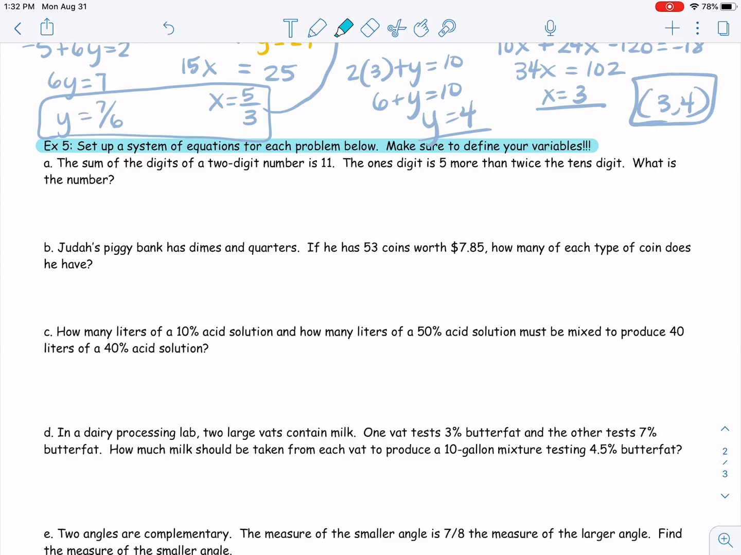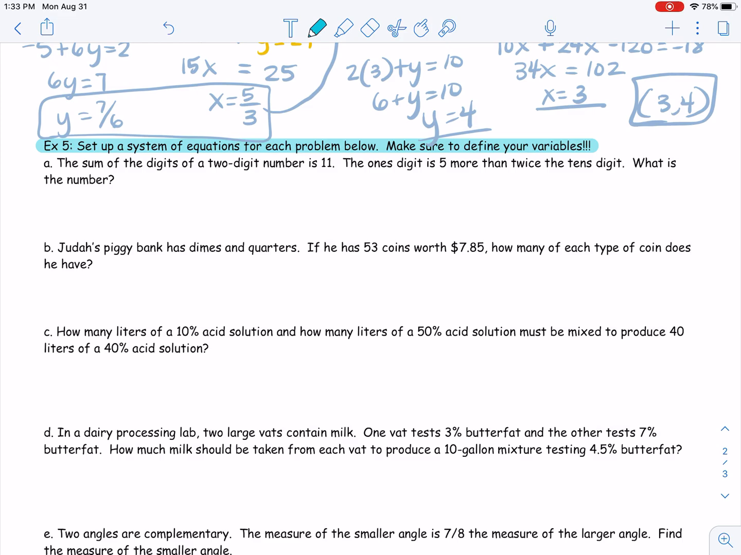Okay, so we need to set up a system of equations for each problem. Make sure we're defining our variables. That's extremely important in our systems, that we define our variables. If we're using x, y, or a, b, or maybe it's the letter of what we're trying to define, whatever, we need to define those variables.